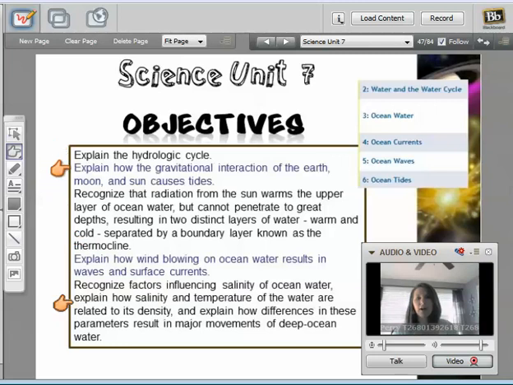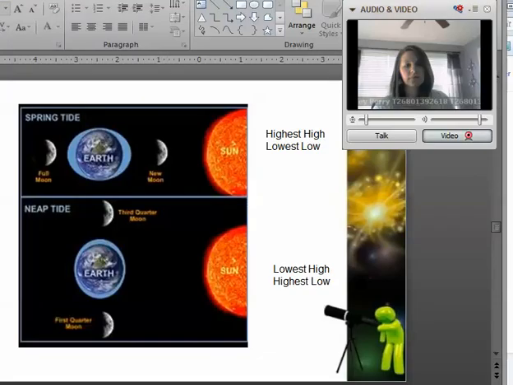Also explain how the gravitational interaction of the Earth, Moon, and Sun causes tides. This one is really important, so you want to make sure that you understand this. This is one that really confuses students on the assessment, so we want to make sure that we go over this. So we have our daily cycle of tides. There's 2 high tides and 2 low tides each day.